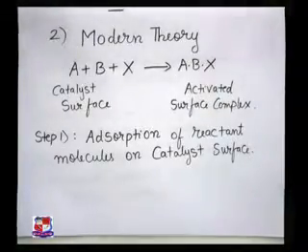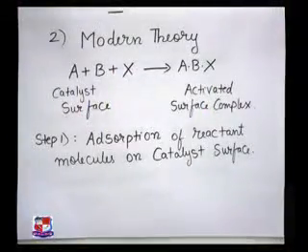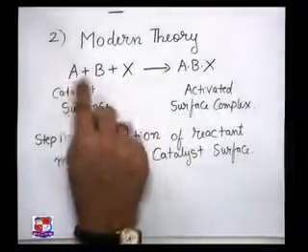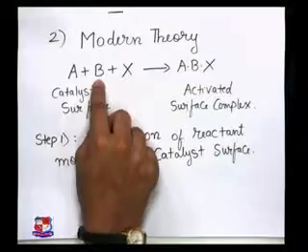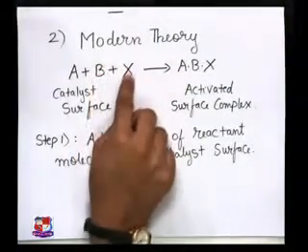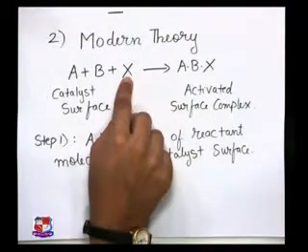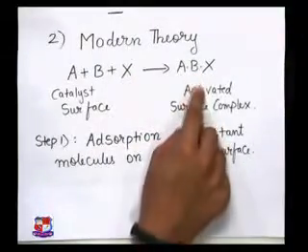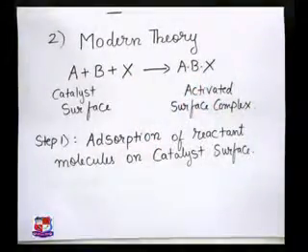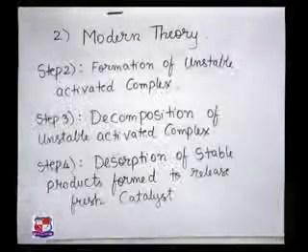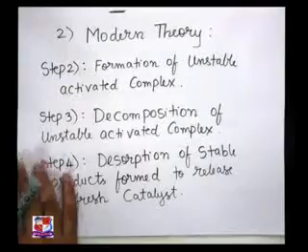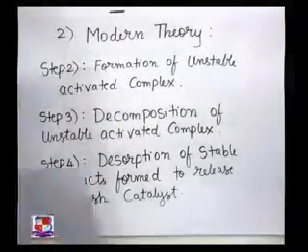So your modern theory is basically, you can summarize it into steps. Step 1 states the adsorption of the reactant molecules on the catalyst surface. These A and B are the reactants. Okay, they are getting adsorbed on the surface of this catalyst X, and that results in the formation of your activated surface complex. Then the next step is the formation of unstable activated complex.